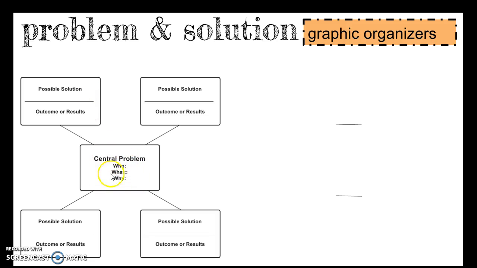The central problem, there might be only one problem. You might want to identify who or what or why about the problem. There might be one possible solution, or they might actually tell you what the result or the outcome was. There might be 4 possible solutions or outcomes. So there's really no one right or wrong way to make your graphic organizer.